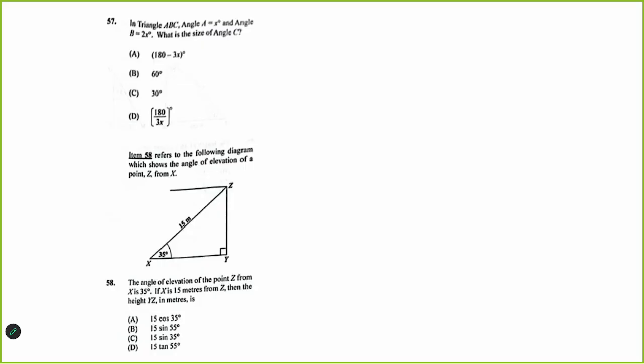In triangle ABC, angle A is equal to x and angle B is equal to 2x. What is the size of angle C? If it's a triangle, that means x plus 2x plus C is equal to 180. So C is equal to 180 minus 3x. So we know that the answer is A for this one.